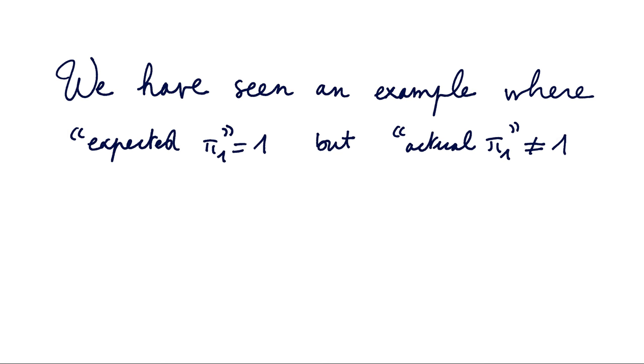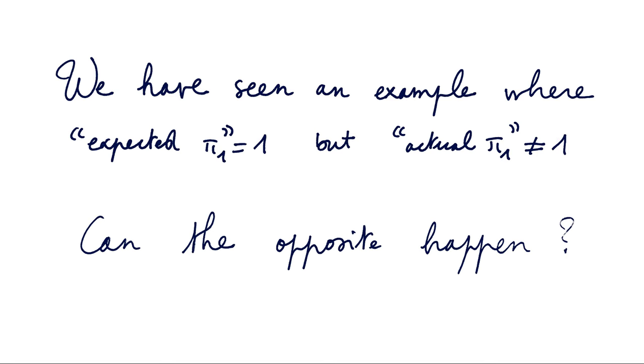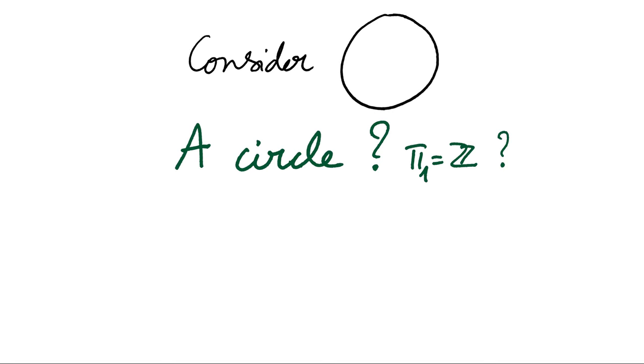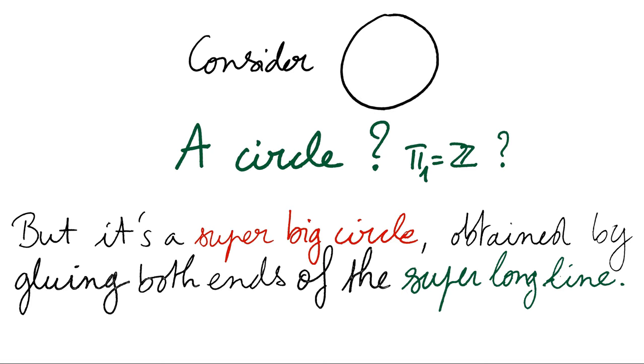As we have seen, it's possible for a space to not actually be simply connected, although our geometric intuition says that it should be. We can ask whether the opposite also happens. Is it possible for a space to look like it's not simply connected, but for all loops to actually be contractible on that space? Well, it turns out that this is actually possible. Consider the following space. It looks like a plain old circle, right? So its fundamental group should be Z. What I haven't told you is that the circle is super big. It's obtained by gluing both ends of the super long line we've seen before. For this reason, we run into a similar problem.